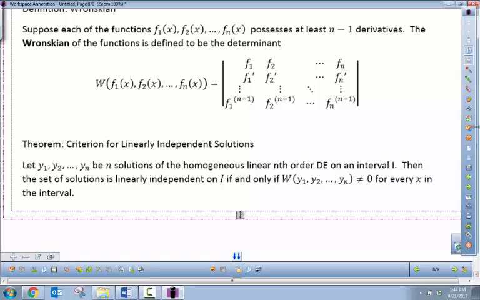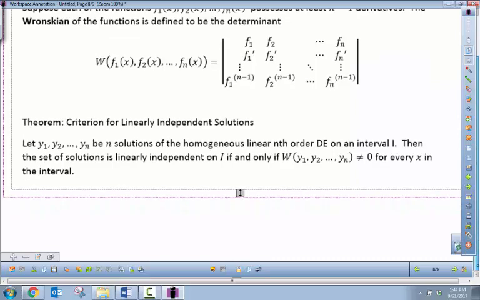So the functions have at least n-1 derivatives. The Wronskian of the functions is defined to be the determinant of this. You construct a matrix, you find the determinant, and the criterion that we're looking for is that if this determinant is not equal to 0, then the functions are linearly independent. And if it is equal to 0, then they're dependent. So the two examples that we did earlier, we can redo them here to apply the Wronskian.